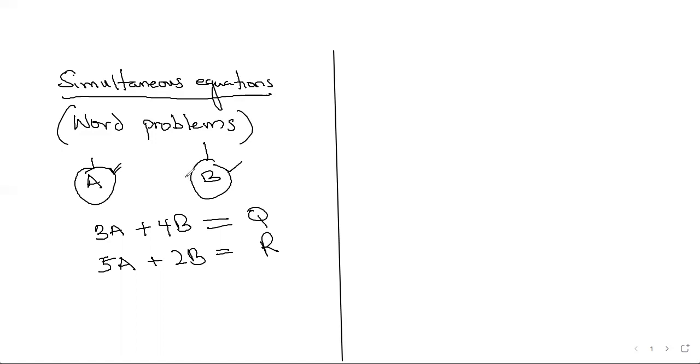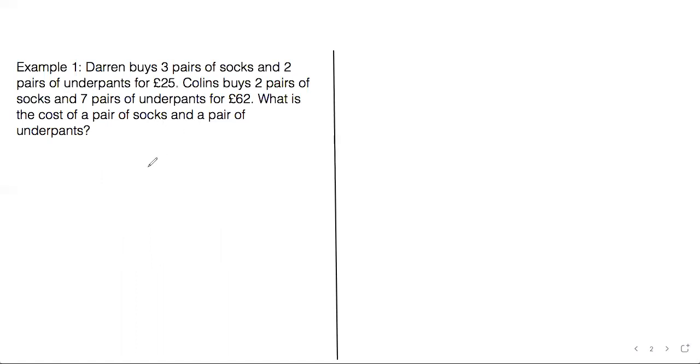Okay, you understand this better when we look at some examples. So let's look at some examples. Now you have example 1 here. Darren buys 3 pairs of socks and 2 pairs of underpants for £25. And Collins buys 2 pairs of socks and 7 pairs of underpants for £62. So the question is, what is the cost of a pair of socks and a pair of underpants?